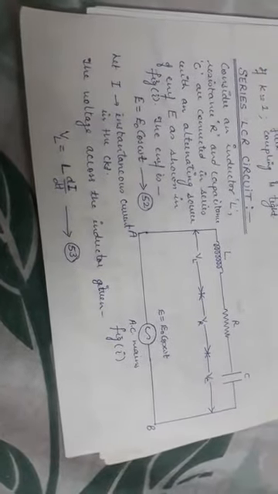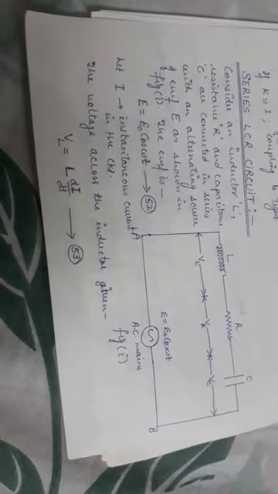Because L, R and C all are connected in series, through all these elements the current will be the same. But due to the series combination, the voltage across each element will be different. So I have depicted here VL, the voltage across the inductance coil, VR as the voltage across the resistance, and VC as the voltage across the capacitor.